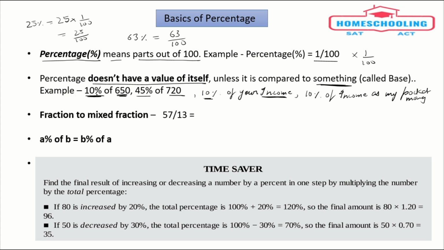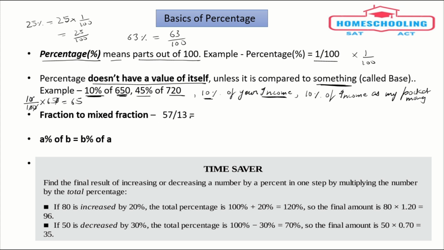Now what does this first example say, 10% of 650? How are we going to write it? 10%, but if you have to remove the percentage sign from here, it would be written as 10 divided by 100 into 650. So this would be 650 divided by 10, that would be 65. So 65 is 10% of 650.